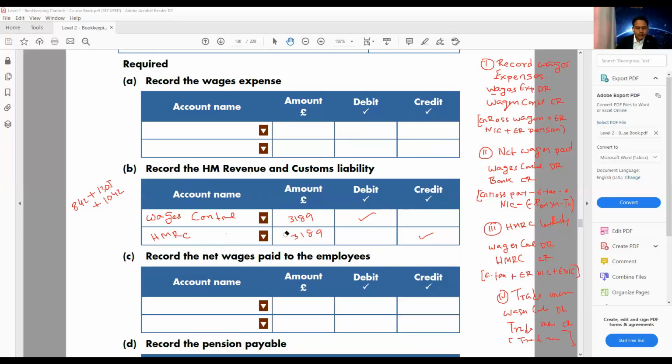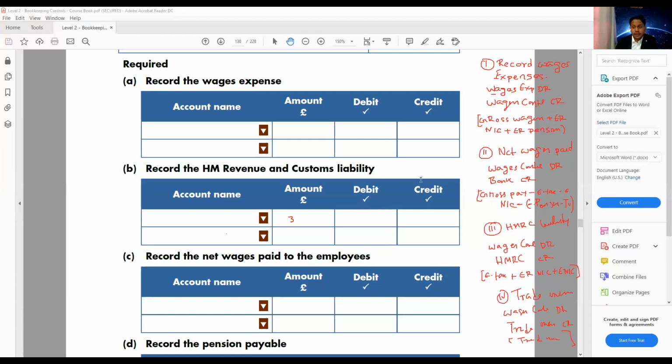The next journal we're going to see is the net wages paid. Net wages paid to the employee. We can see our journal number 2, net wages paid. So the net wages paid here, we can see wages control debit and bank is credit. This is the journal: wages control debit and bank is credit.